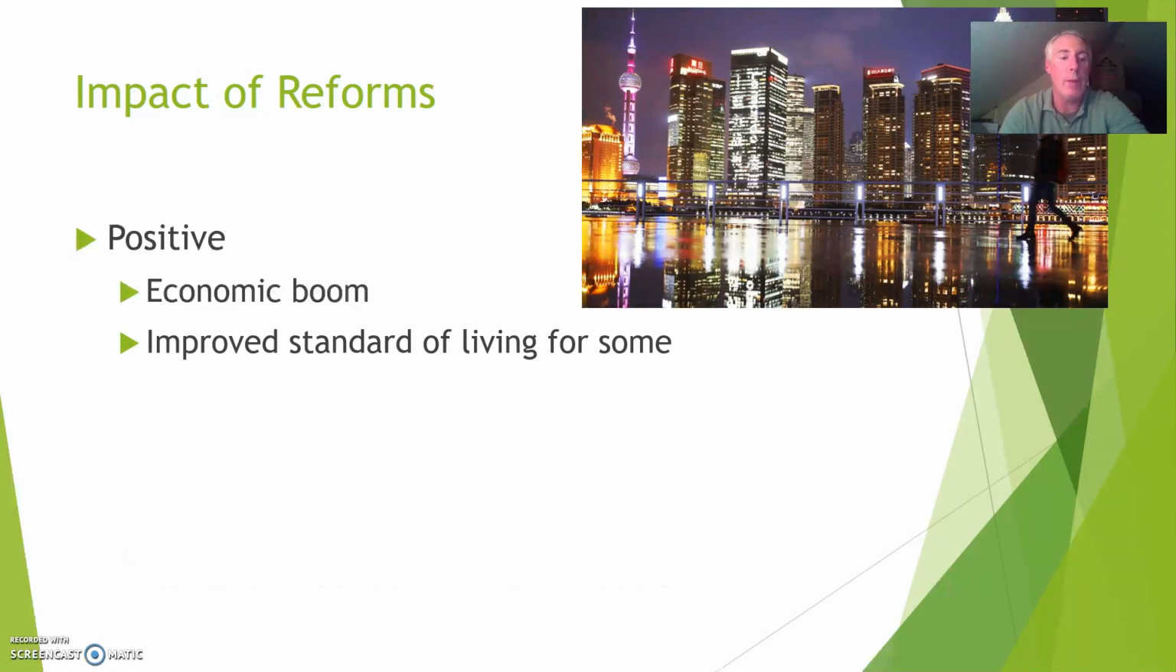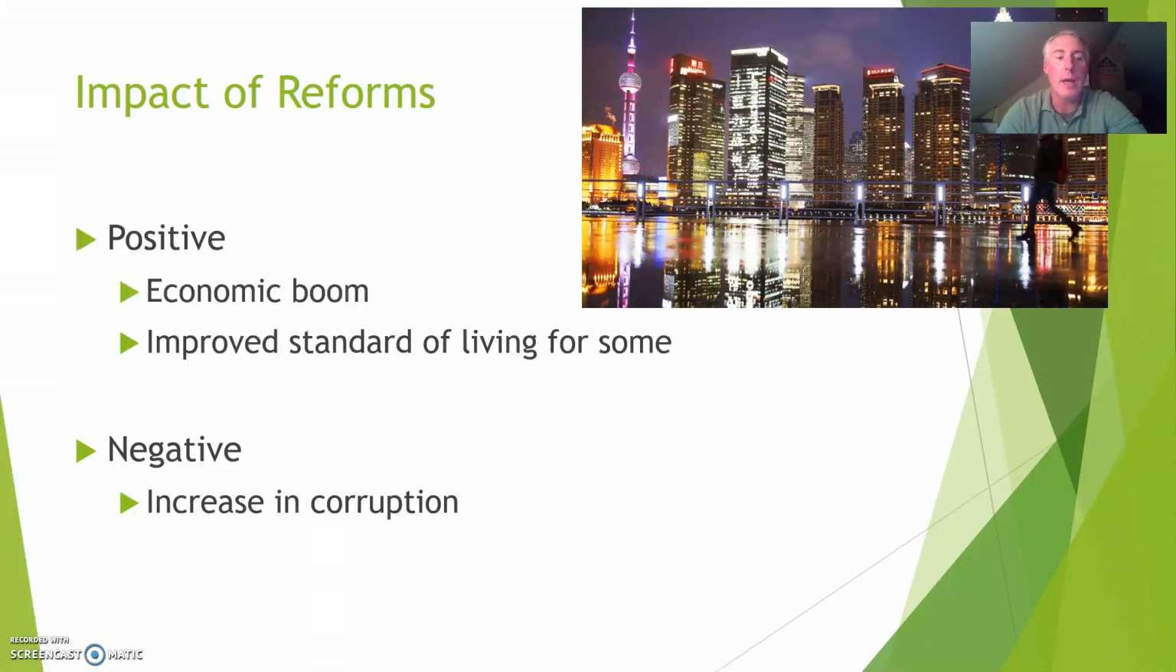Now, this was not for everybody, but overall, we're talking about throughout the country. New products from overseas came flooding in, and more people were able to afford things like televisions, refrigerators, cars, things like that. Now, on the other hand, you did have some negative impacts. With an increase in money comes an increase in corruption.